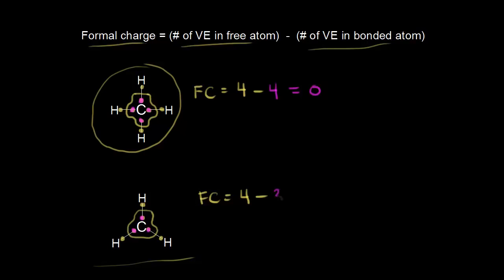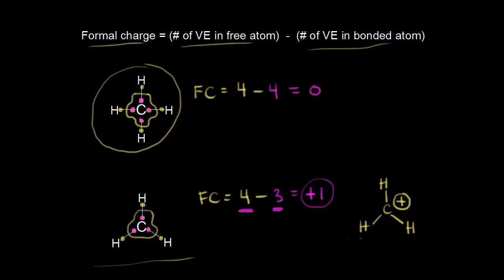So 4 minus 3 is equal to plus 1. So carbon has a formal charge of plus 1. So carbon's supposed to have 4 valence electrons. It has only 3 around it. So it lost one of its electrons, which gives it a formal charge of plus 1. Let me go ahead and redraw that. So over here on the right, we have carbon with 3 bonds to hydrogen. And this carbon has a plus 1 formal charge.